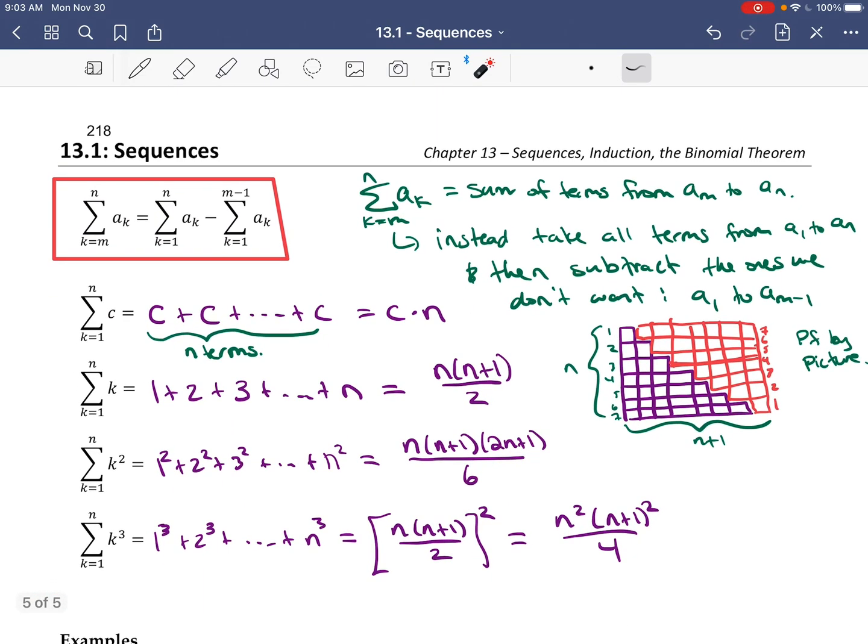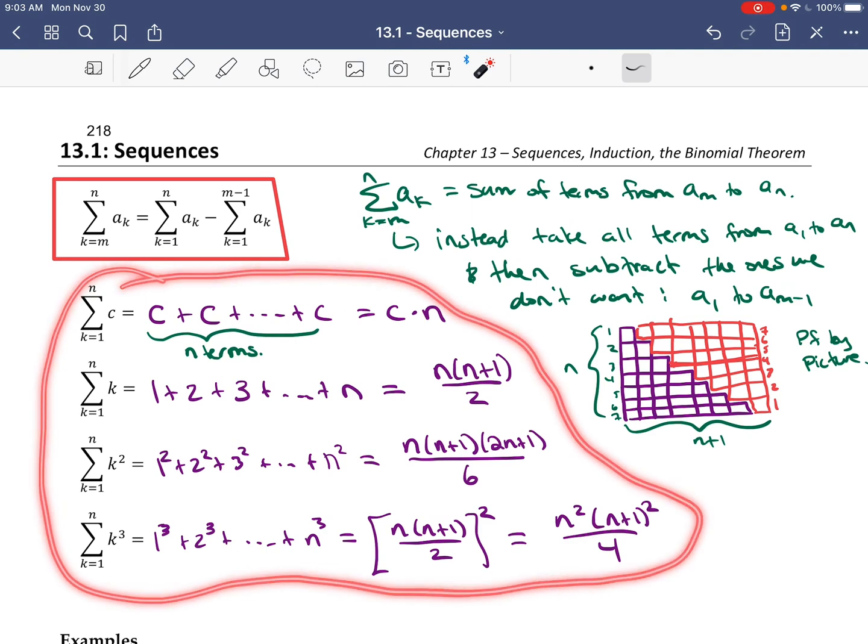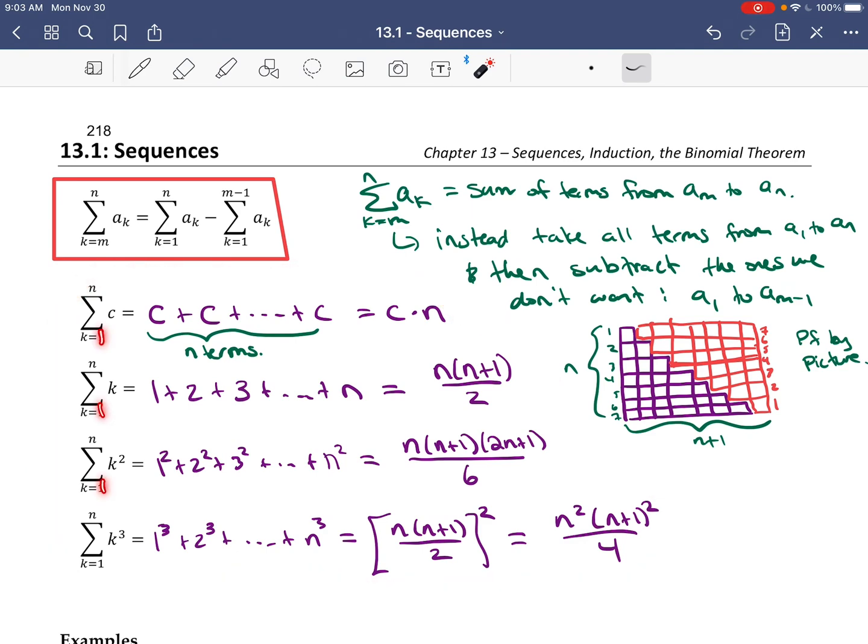These ones are a bit different. If you want the sum from m to n, you could go from 1 to n and then subtract all the terms you don't want. So that's 1 to m minus 1. The reason we might want to do that is because these formulas that we have for these particular sums that we use all the time always start at k equals 1. So that's why these things here might be easier to compute than that thing there. So that's why you might want to use that.